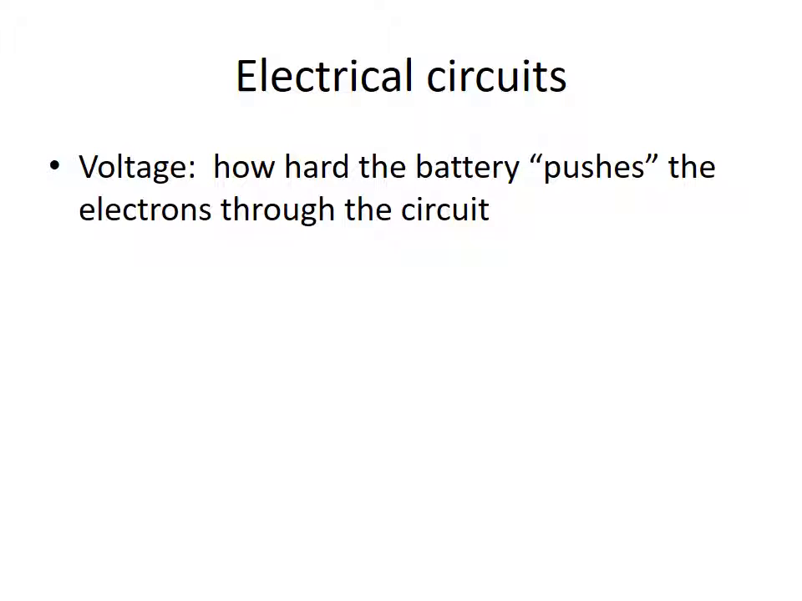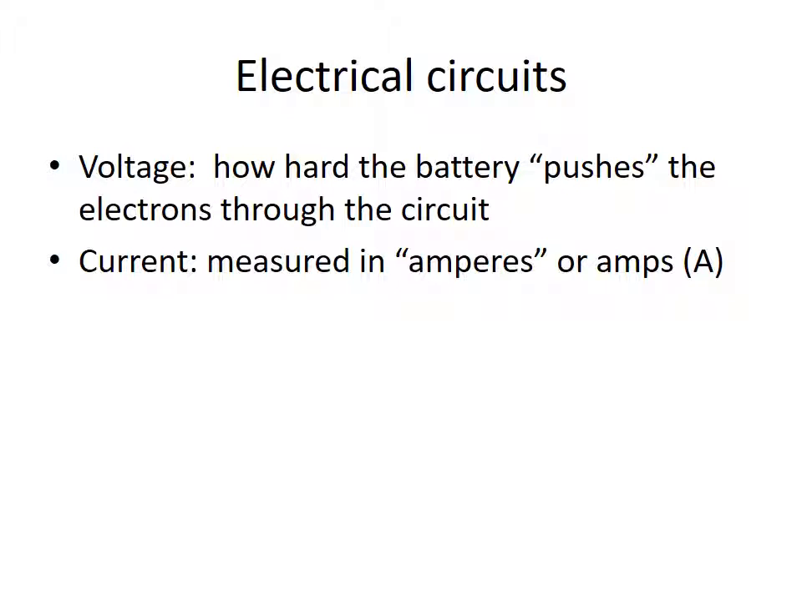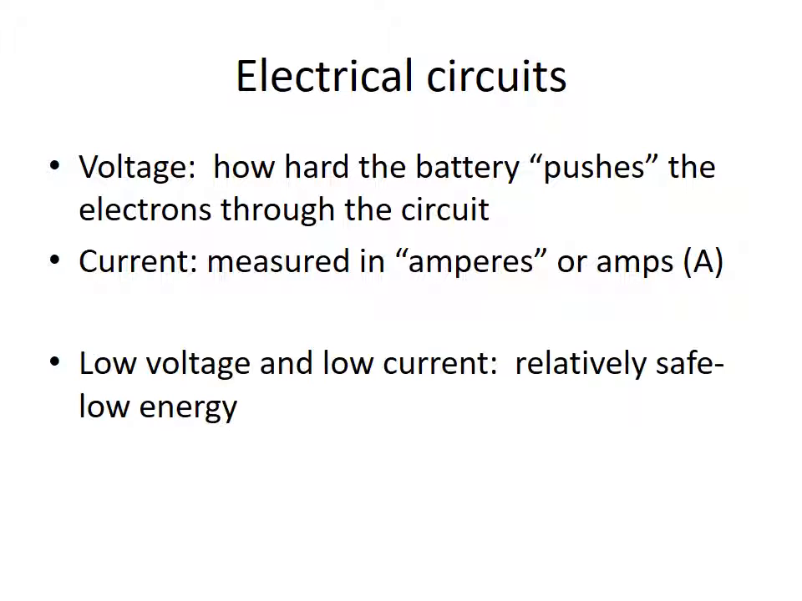That would be voltage, is how hard the battery pushes. So Damien could either push us with a little push or he could push us with a hard push. That is going to be voltage. Current, which is where the electricity is flowing, is measured in amps or amperes. That is measured with a capital A. Voltage would be a capital V.